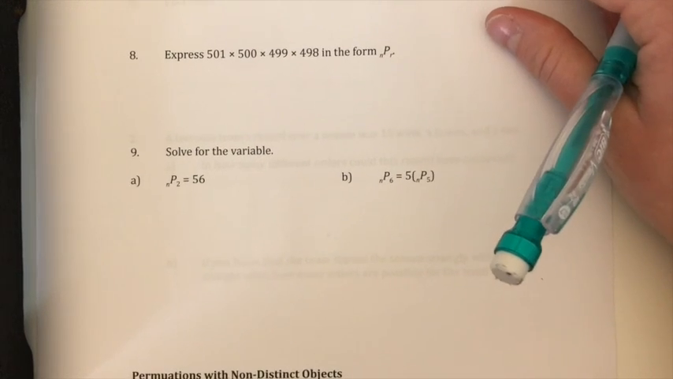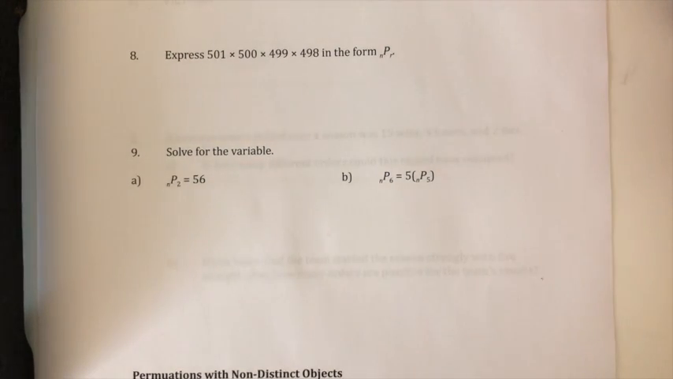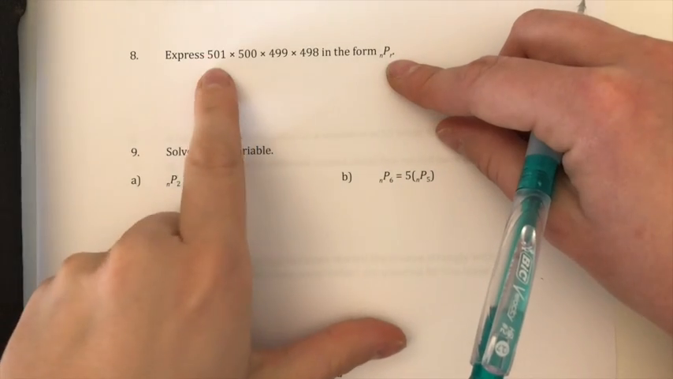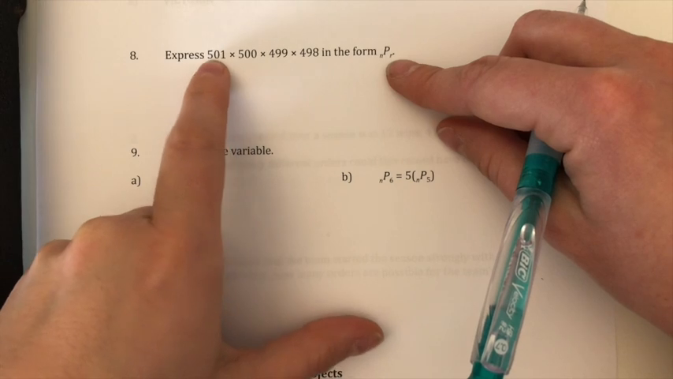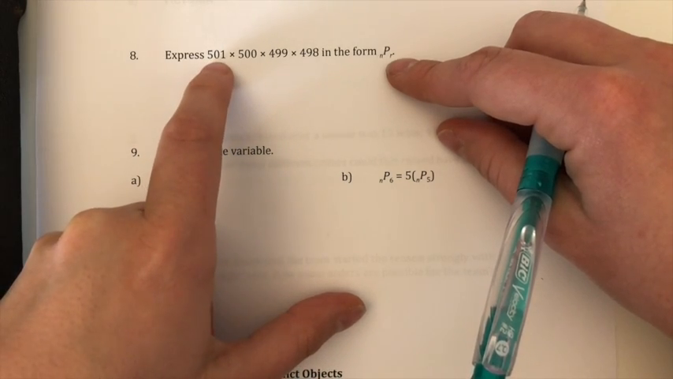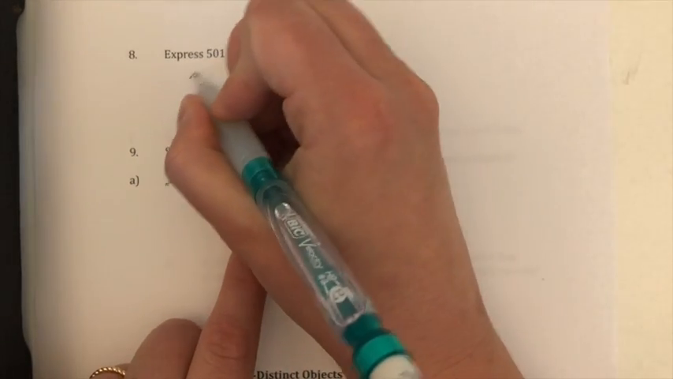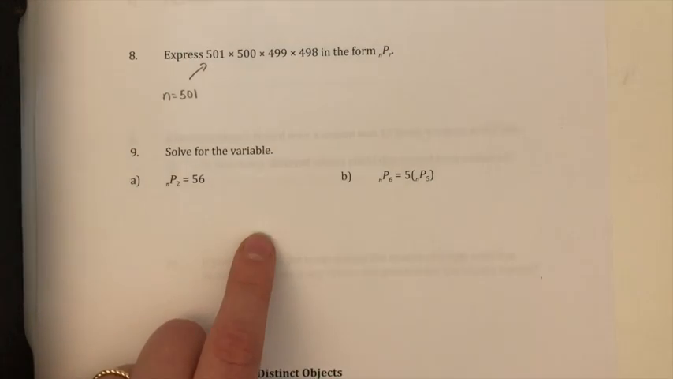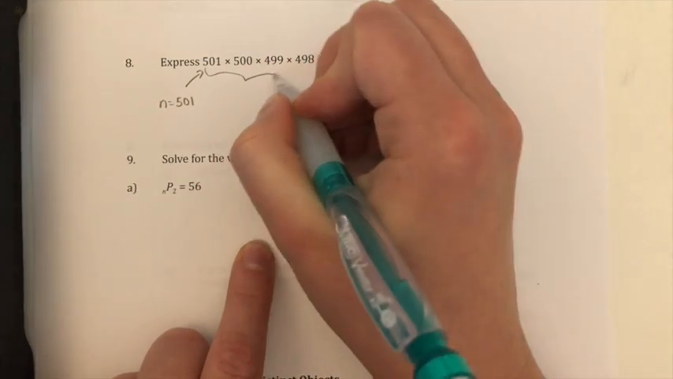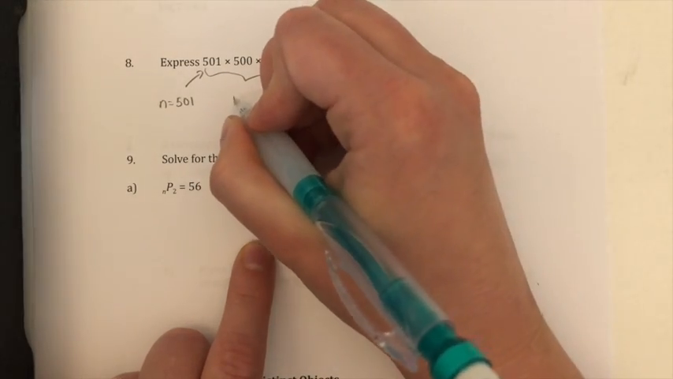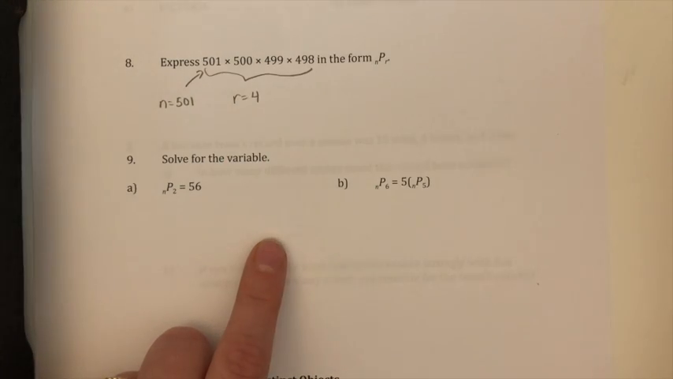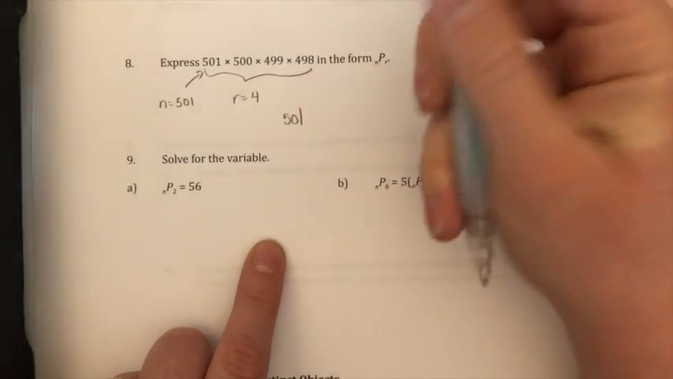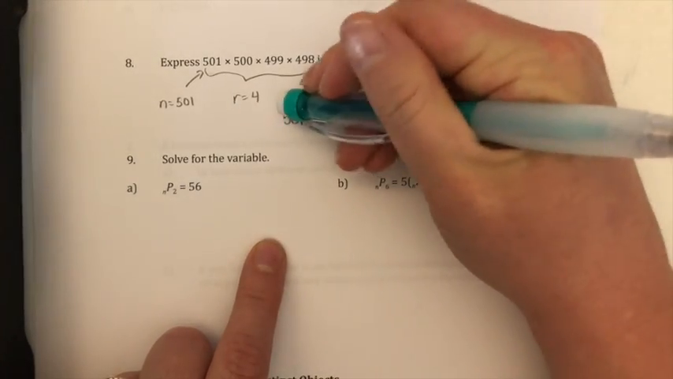We're going to express 501 times 500 times 499 times 498 in this form. Okay, so the fact that we're starting at 501, that means that whatever we're selecting, there were 501 options to start with. So what this tells me is that n is equal to 501. The fact that we have 4 things picking, that means that r, we are picking 4 objects. Okay, so in this form, it would be 501. Oops, I always do that. I start drawing my P too early.